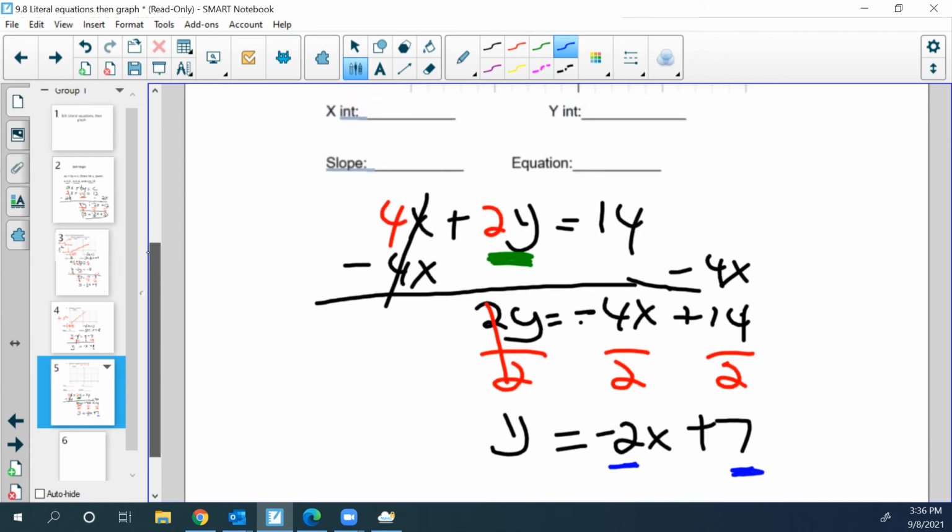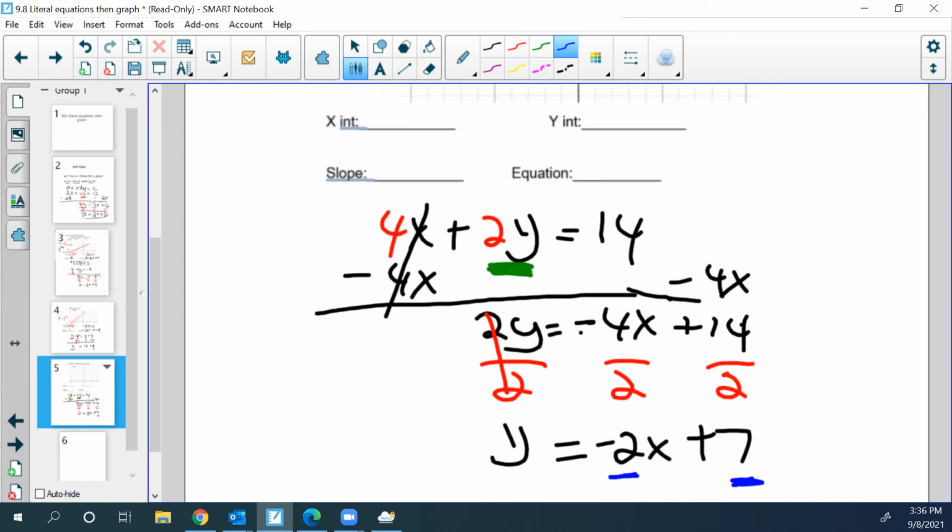So let's plot this now. The y-intercept is going to be 0, 7. My slope is negative 2, and my equation is y is equal to negative 2x plus 7. So let's find our x-intercept.